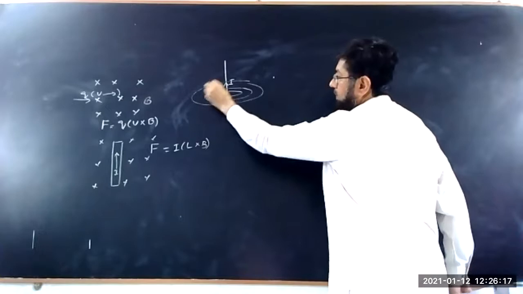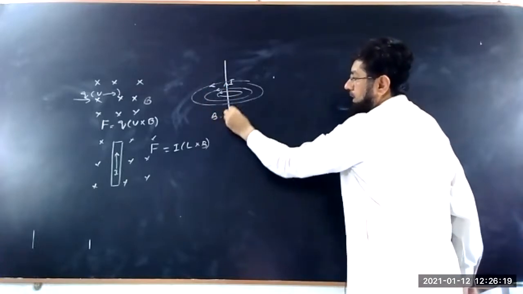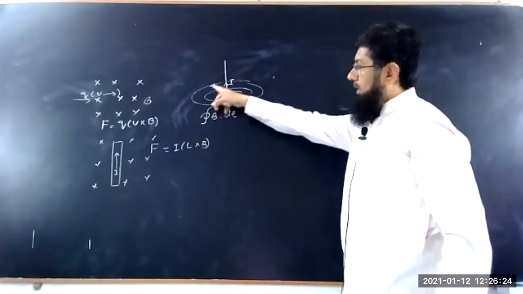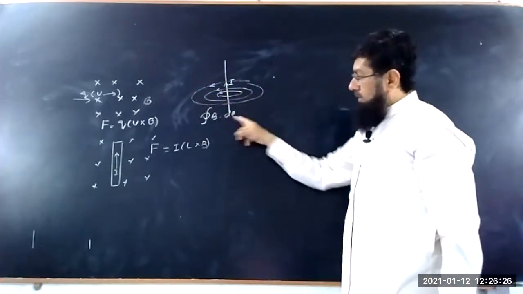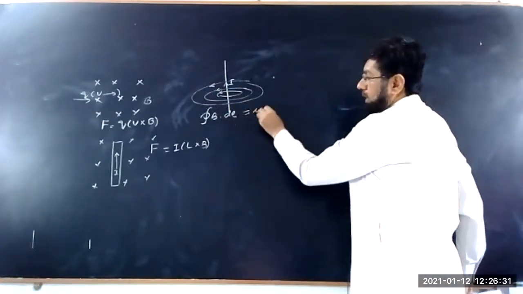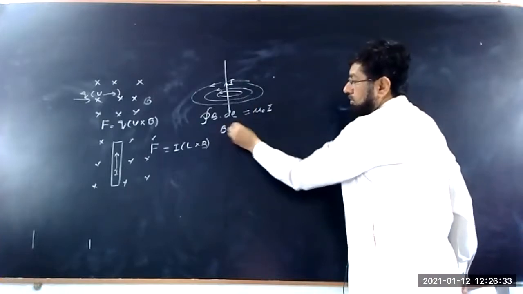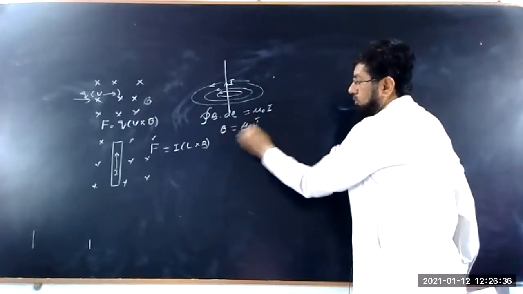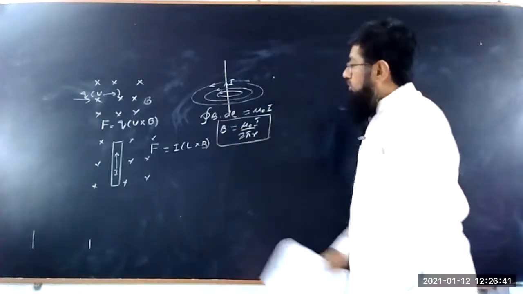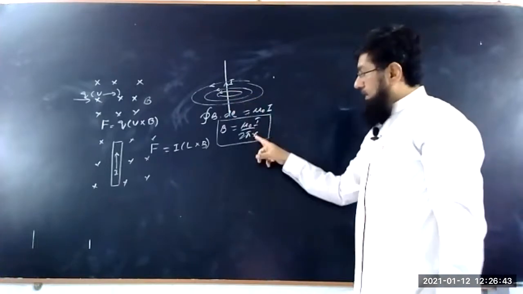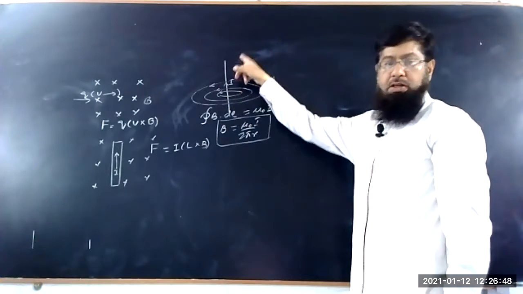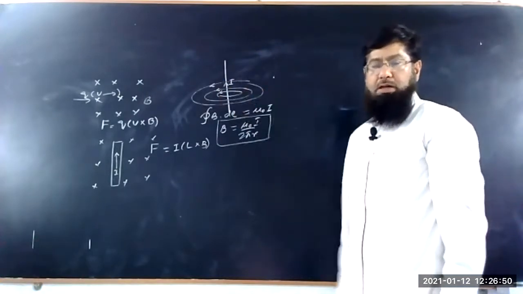The line integral of B dot dl along the closed path is equal to mu naught I, or B is equal to mu naught I over 2 pi R. So this is the magnetic field produced by the current carrying wire at a distance R. It means the flowing charges, the current, can produce a magnetic field.